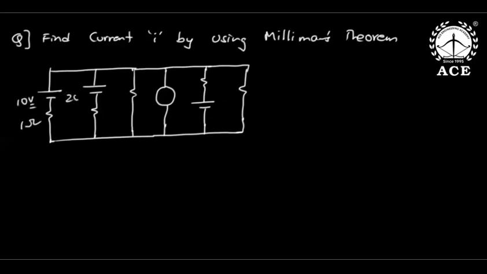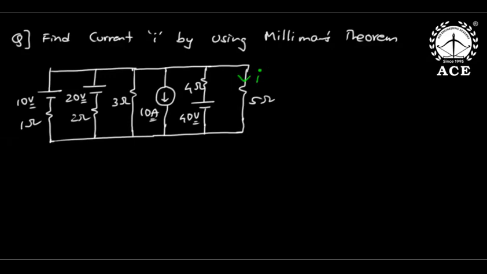Volts 1 ohm, 20 volts 2 ohm, 30 volts 3 ohm, 40 volts 4 ohm, 5 ohm, and I need this current I. Find the current I by using Millman's theorem. This is my question, everybody.